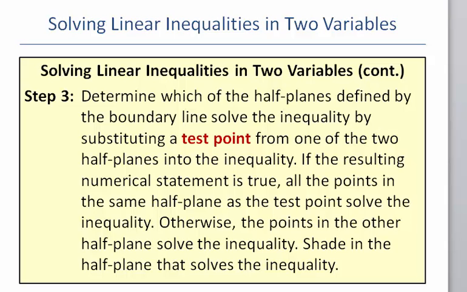Step 3 is to determine which side of the line, or which of the half planes defined by the boundary line, solve the inequality, and we do that by substituting a test point from one side or the other into the inequality. If the resulting statement is true, then all of the points on that side solve the inequality. Otherwise, the points on the other side solve the inequality. And we shade the half plane that solves the inequality.